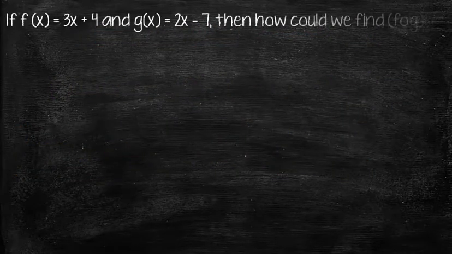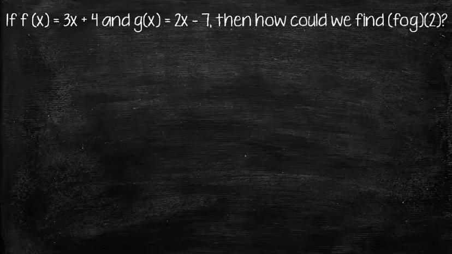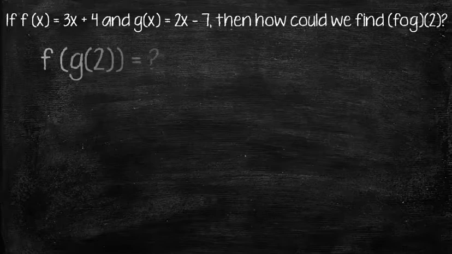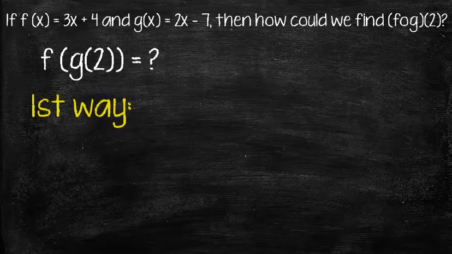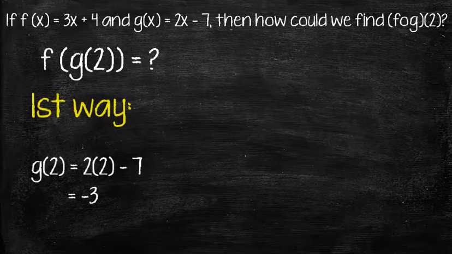For example, if f of x is equal to 3x plus 4 and g of x is equal to 2x minus 7, then how could we find f of g of 2? The problem is asking us to find f of g of 2. One way is to work step by step with g and then with f. By substituting 2 into the function g of x, g of 2 is equal to negative 3.